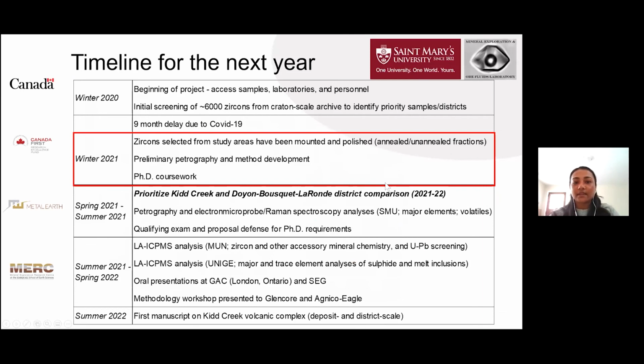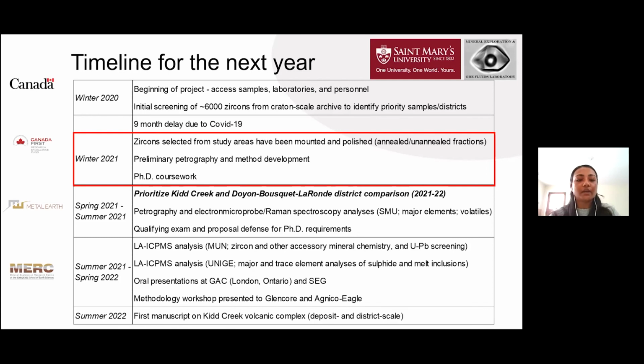Next slide, please. So just a timeline for the project. It initially began in winter 2020, where we started to gain access to samples, labs, and personnel. We screened over 6,000 zircons from the Craton scale archive to identify our study areas. Unfortunately, we had a 9-month delay due to COVID, but we managed to catch up somehow, and we are here in 2021, where we have selected zircons from our study areas. We have been able to get them mounted and polished. I've been able to do some preliminary petrography and method development, as well as my PhD coursework.